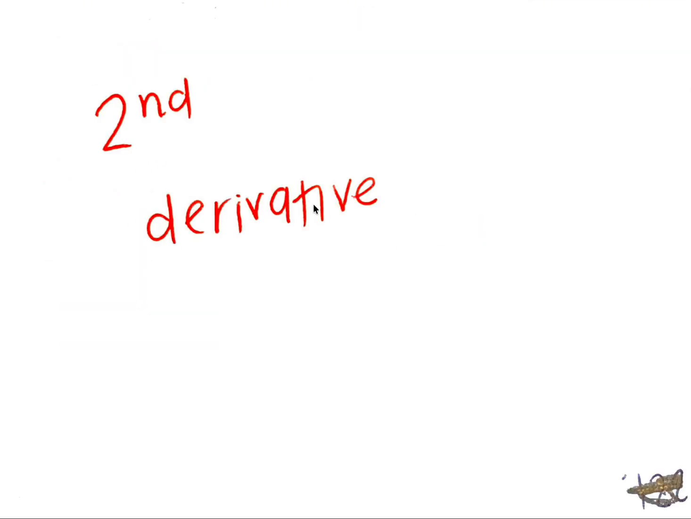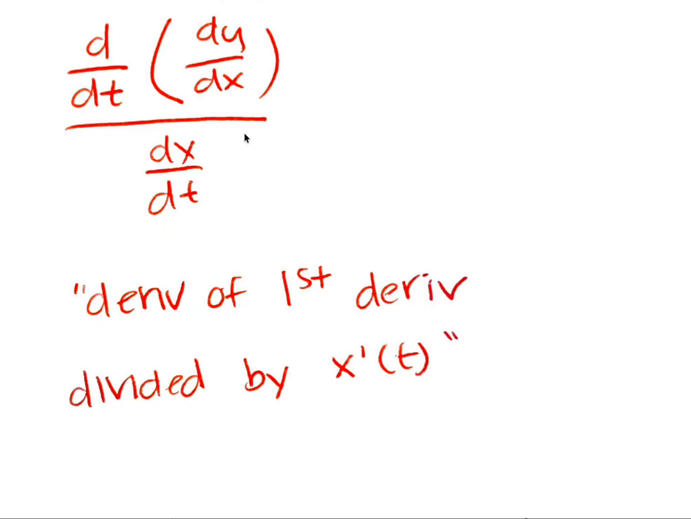What's the second derivative? The second derivative for a parametric equation will look like this: d/dt of dy/dx, over dx/dt. So we are first taking the derivative of the first derivative, and then dividing by the derivative of x, x prime of t.